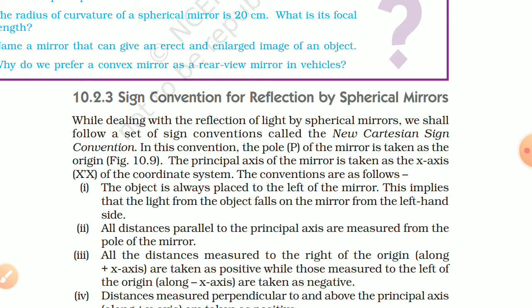While dealing with the reflection of light by spherical mirrors, we shall follow a set of sign conventions called the new Cartesian sign convention. In this convention, the pole P of the mirror is taken as the origin, and the principal axis of the mirror is taken as the x-axis of the coordinate system. The conventions are as follows.